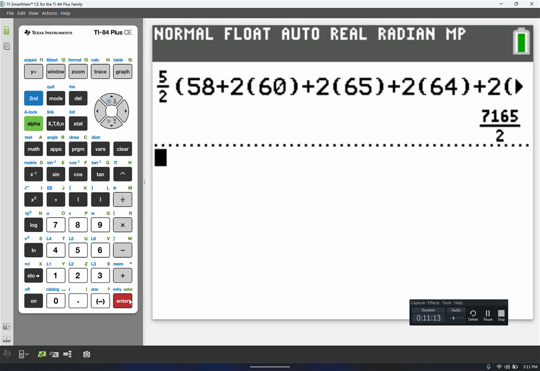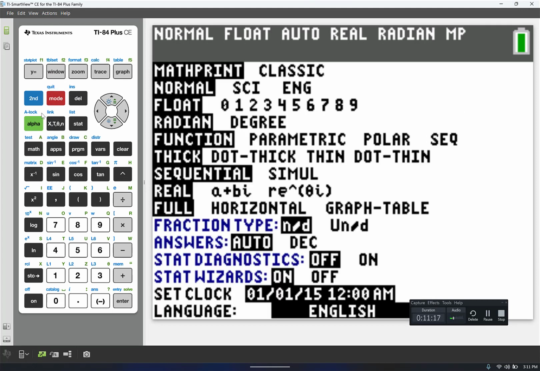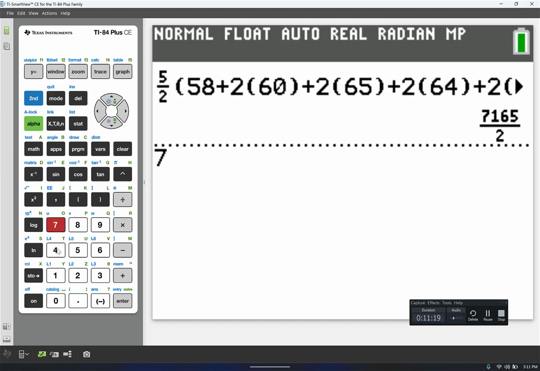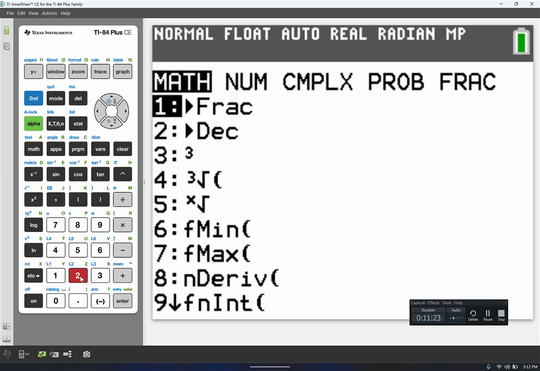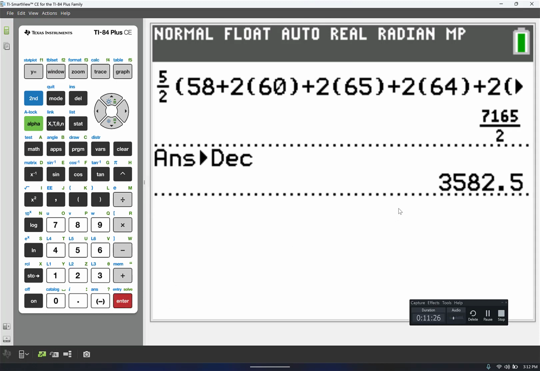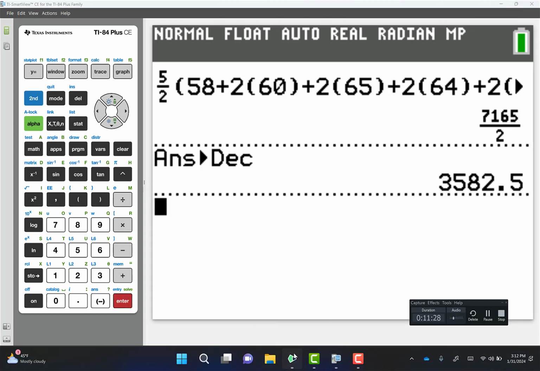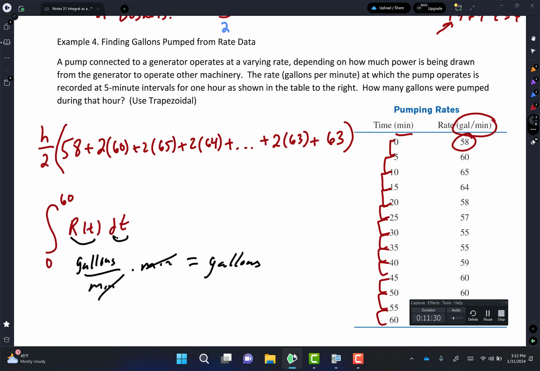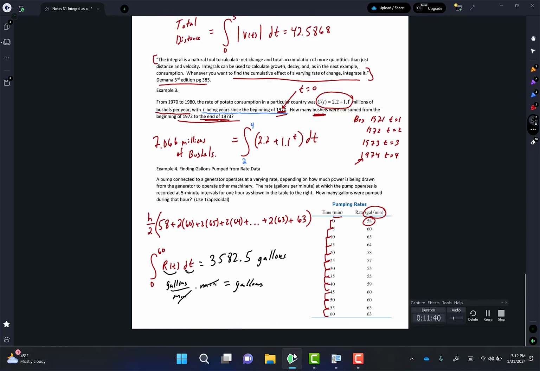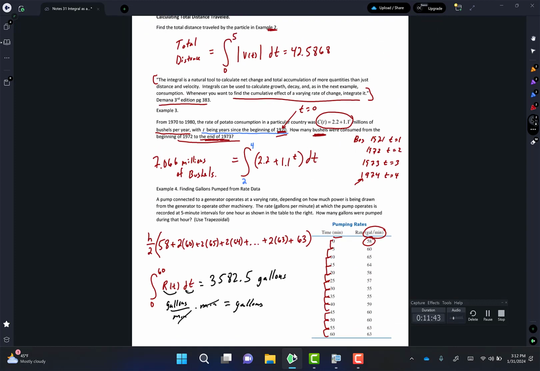Close. Bam. Oh, let me turn that into a decimal. If you want to force your calculator to give you a decimal, actually, I can just type it in again. Oh, it's math 2? Math 2. Look at you guys. 3582.5 gallons. How do we feel? Did today's lesson make sense? Okay.